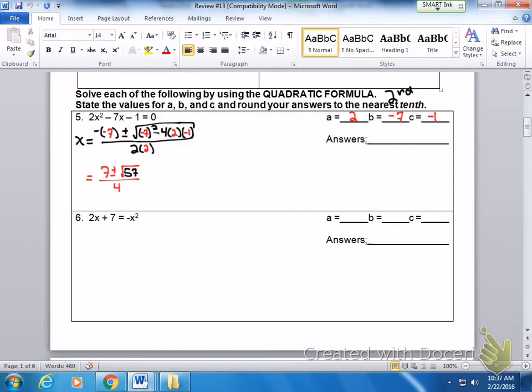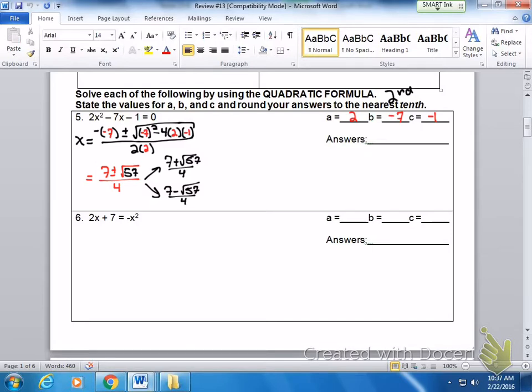Now, when we get to this point, we need to check two things. Is it a perfect square? If it is, we need to go ahead and take the square root of it. If it's not, we can pretty much jump into our calculators. So I can take the square root of 57. It gives me a decimal, so that means it's not going to work as far as getting actual whole numbers. So I'm going to have to go ahead and put this in my calculator. You could have 7 plus the square root of 57 divided by 4, or 7 minus the square root of 57 divided by 4.